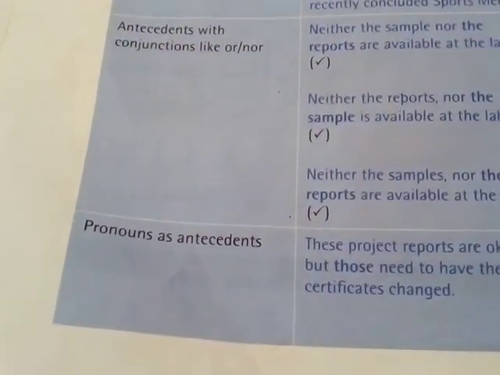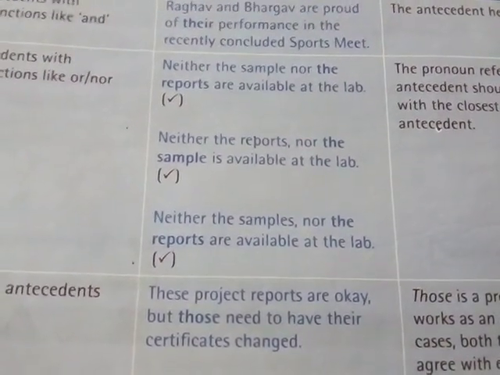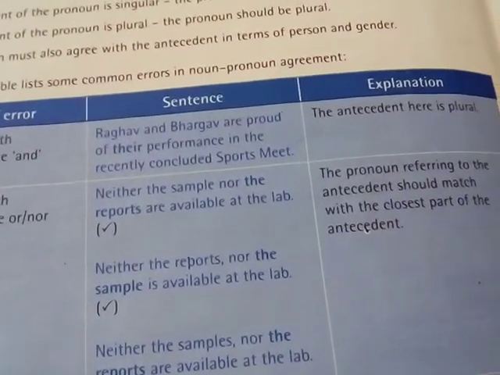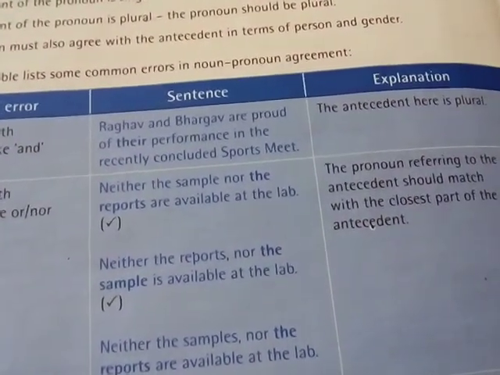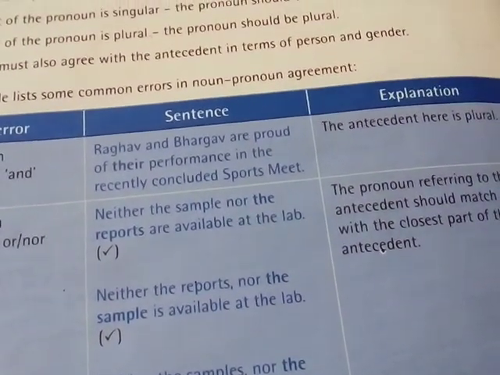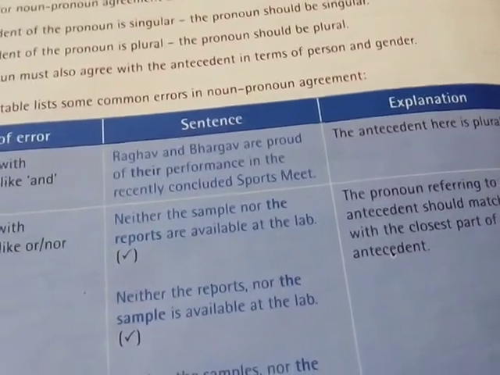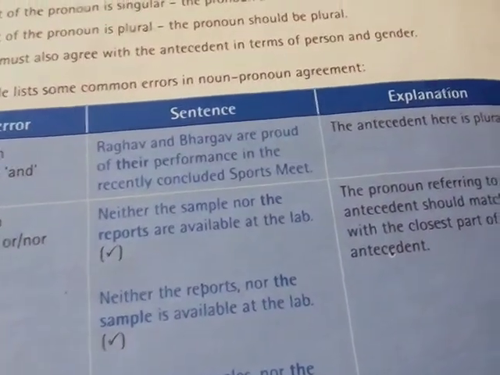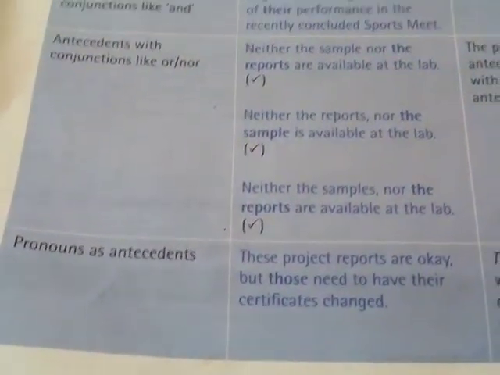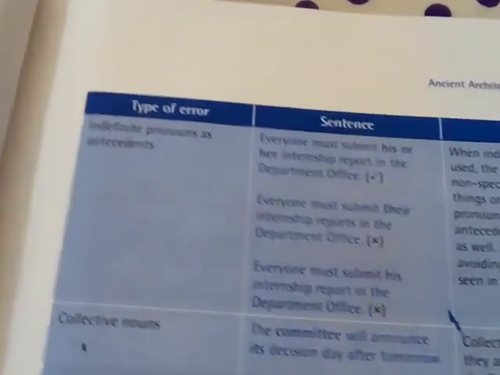And we have pronouns as antecedents. These project reports are okay, but those need to have their certificates changed. These and those. So when the antecedent is these, then it has to agree with the plural pronoun those. So these and those, but these and that, these and this cannot be accepted. So this is noun pronoun agreement. We have another concept called indefinite pronouns as antecedents.